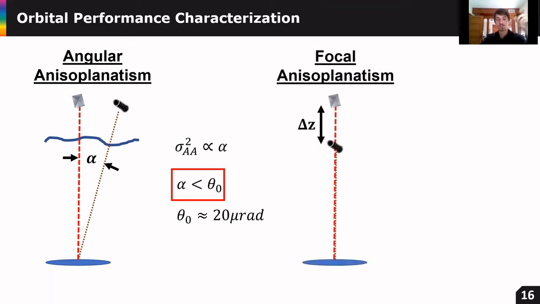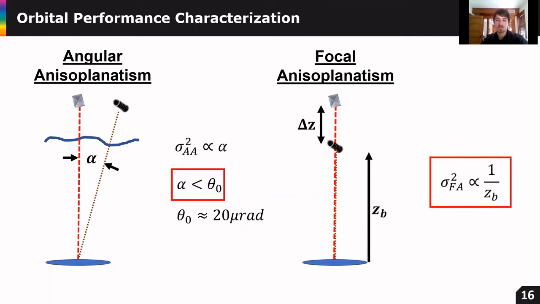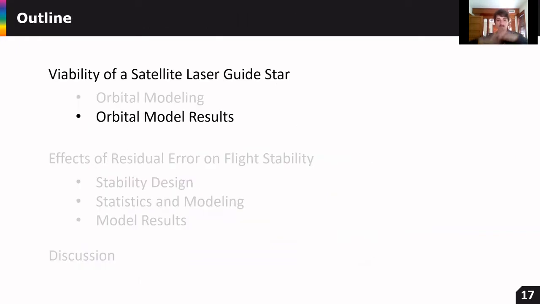The other error, associated with the difference in altitude of the beacon, is called focal anisoplanatism. In general, the error contribution is related to the height of this beacon. So the higher this beacon is, the lower the error contribution to the AO system can be expected. Now that I have an orbital model set up and a way to track the errors for each of those orbits, let's take a look at what the effects of different orbits are.